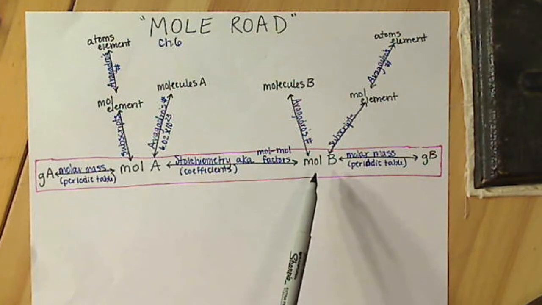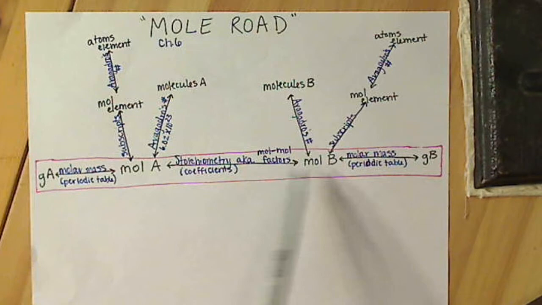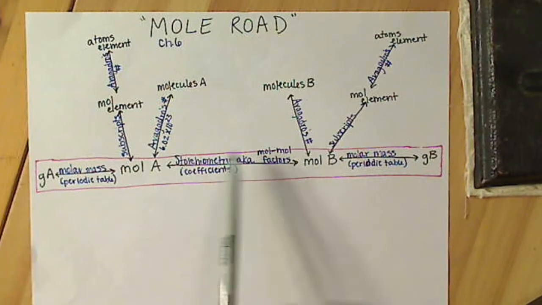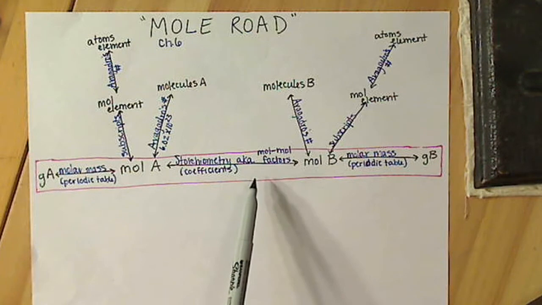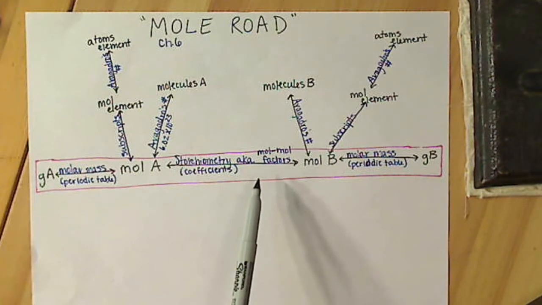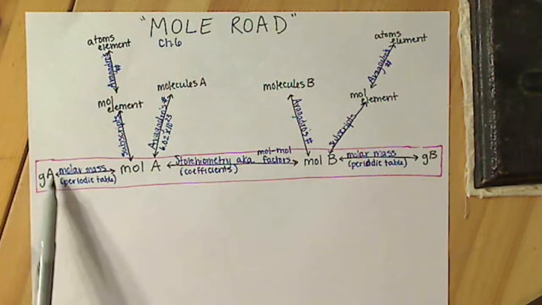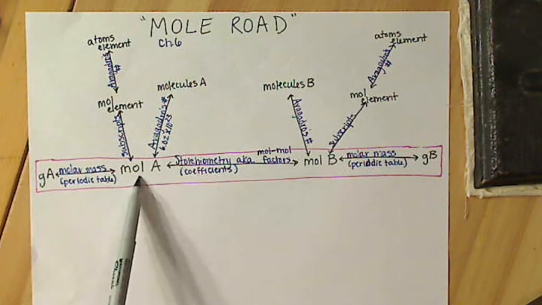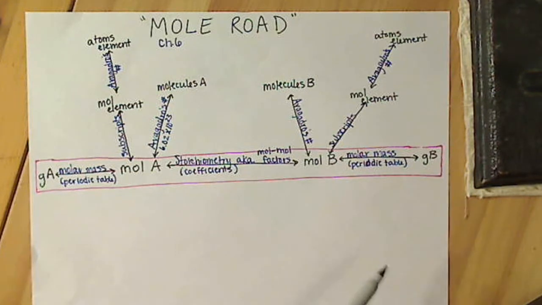So remember, this was the only way that we can convert between two different compounds: we have to go to moles and to moles, and we use our stoichiometry, or the coefficients of our balanced chemical equation. Then the most used pathway that we used in chapter 6 was going from grams of compound A to moles of A to moles of B to grams of B.